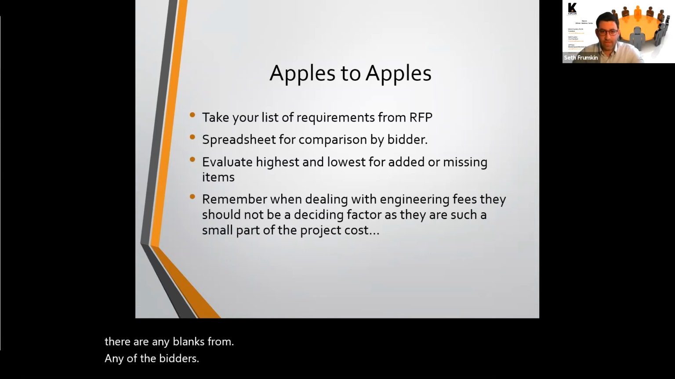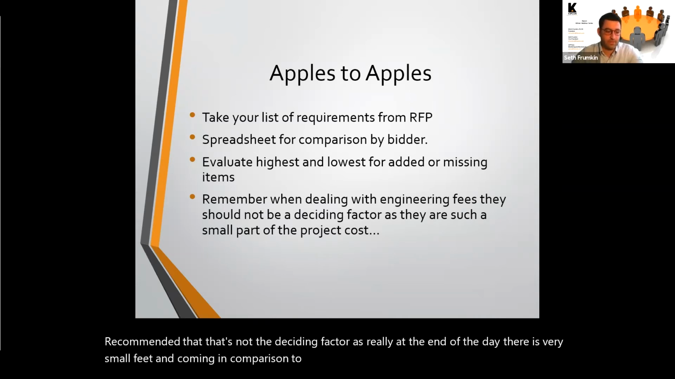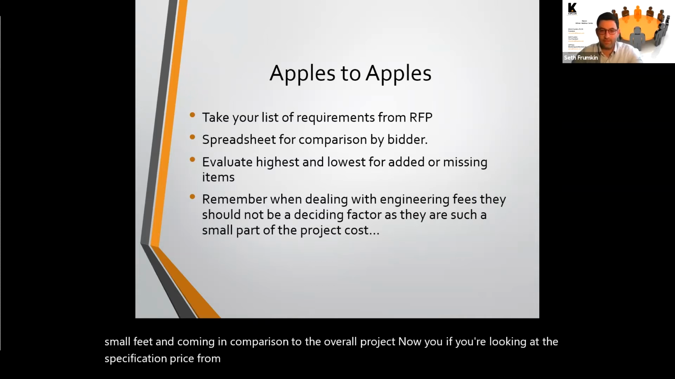Remember, when you're dealing with engineering fees, ultimately it's recommended that that's not the deciding factor, as really at the end of the day, they're a very small fee in comparison to the overall project. Now, if you're looking at a specification price from one engineer, it's $4,500, the other one is $5,000. It's really silly to make a decision based on price there, especially for that level of specification.